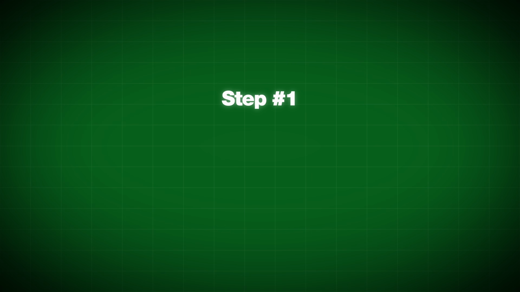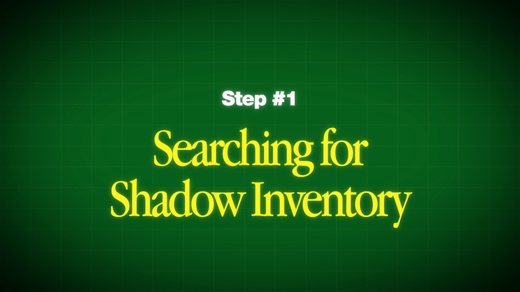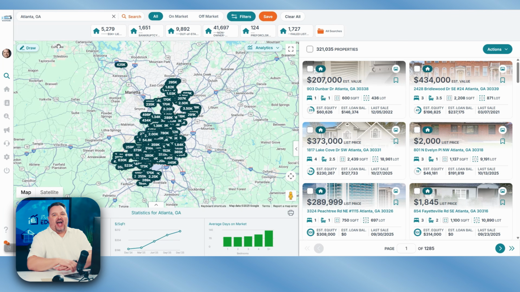Okay, so step one, what we're going to be doing is some searching. We're going to be searching for that shadow inventory, which we'll talk about here in just a minute. So let's get all logged in. This is my dashboard, and this is the Investor's Edge software. In here we have over 160 million records of real estate data. Most people just see a map, okay? What I see is opportunity, and lots of it.